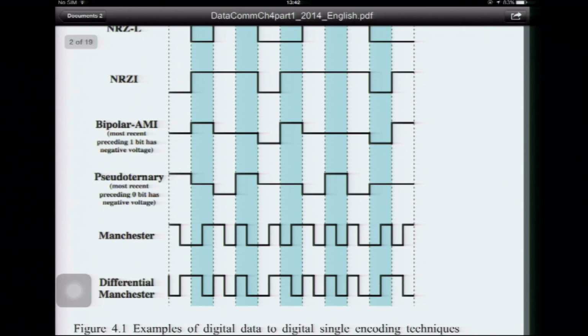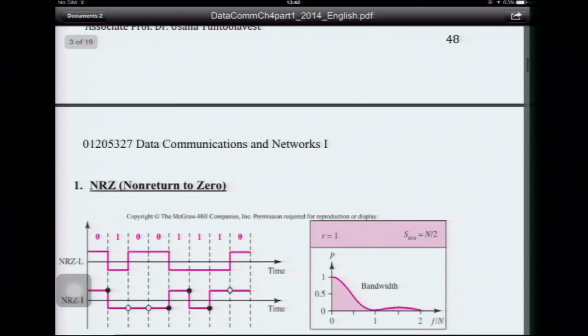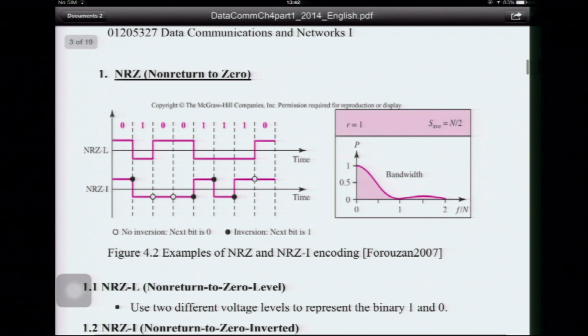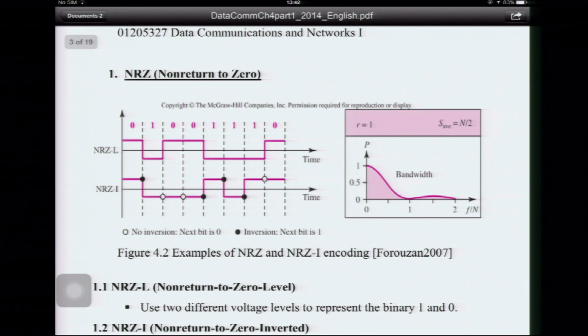Manchester and differential Manchester, you can see that it changes a lot. There's always a transition in the middle of the bit period. And we'll look at all of this in more detail here. The first one, NRZ, non-return to zero. There are two cases, the NRZ-L and NRZ-I.